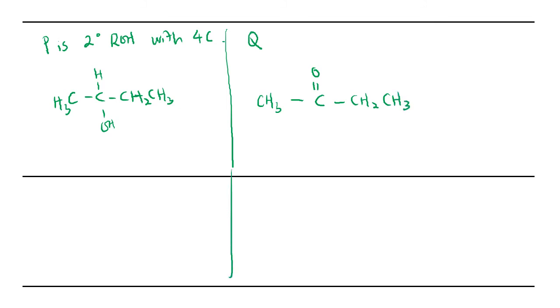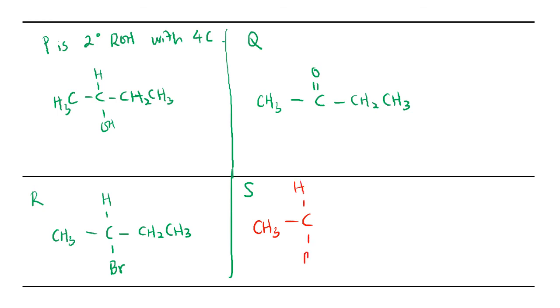Then for R, the alcohol reacts with PBr3, and the OH is replaced by the Br, giving CH3CHBrCH2CH3. Next, S is the Grignard reagent, where we will get CH3CH(MgBr)CH2CH3.